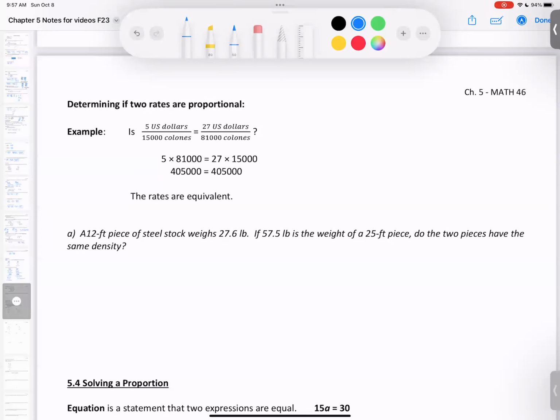Cologne is actually a currency which is used in Puerto Rico. To do this, we're going to do it the same way we did our equivalent proportions before. As long as our units are consistent, we can just do that cross product. So we're going to ask, does 5 times 81,000 equal, question mark, 15,000 times 27 here? And so we get 405,000 equals 405,000. So yes, those rates are equivalent.